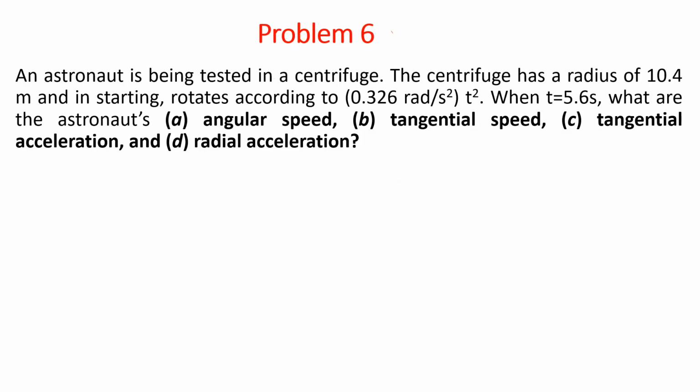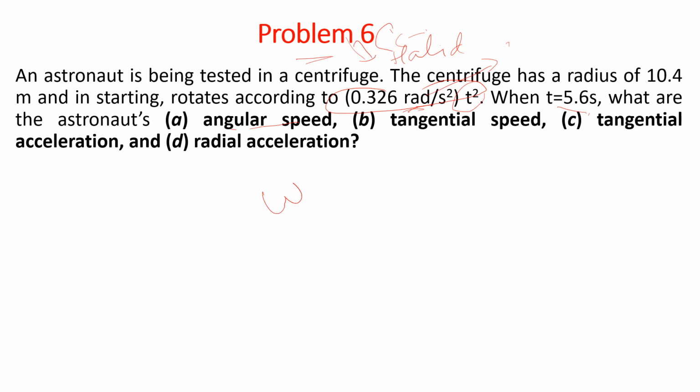Now we are going to discuss a problem related to this topic. First, it is the problem from your textbook, Halliday Resnick problem number 6. An astronaut is being tested in a centrifuge. The centrifuge has a radius of 10.4 meters and in starting rotates according to this. Again, this is the displacement, as the acceleration is multiplied with the time scale. When t is equal to 5.6, what is the astronaut's angular speed?